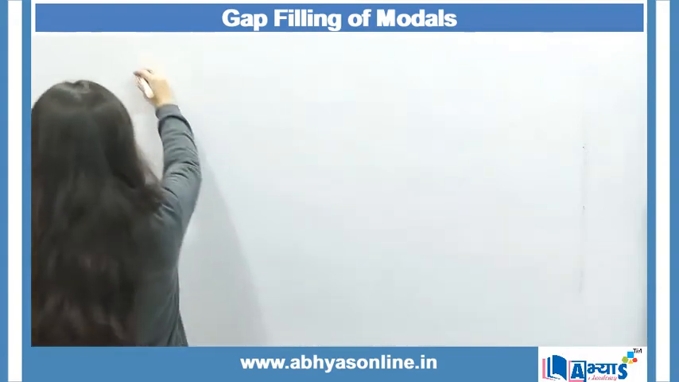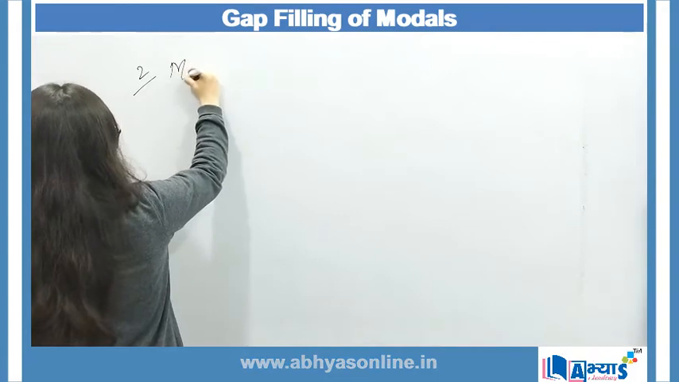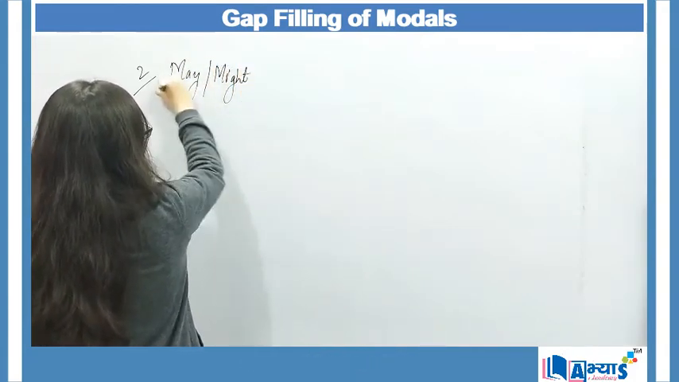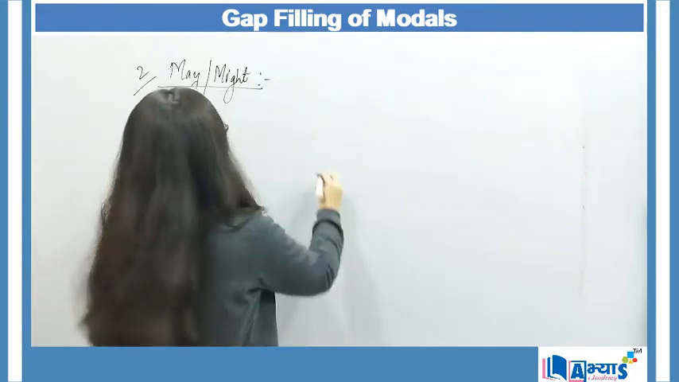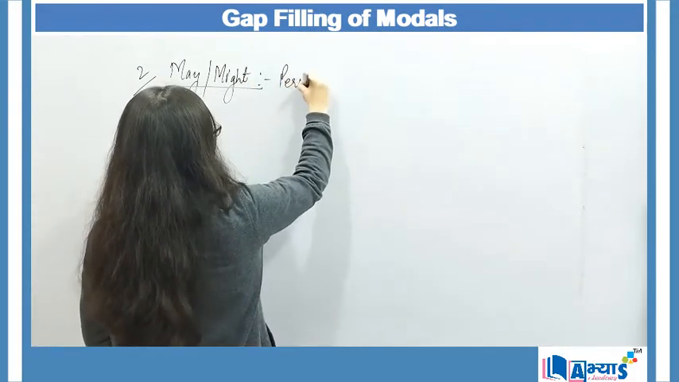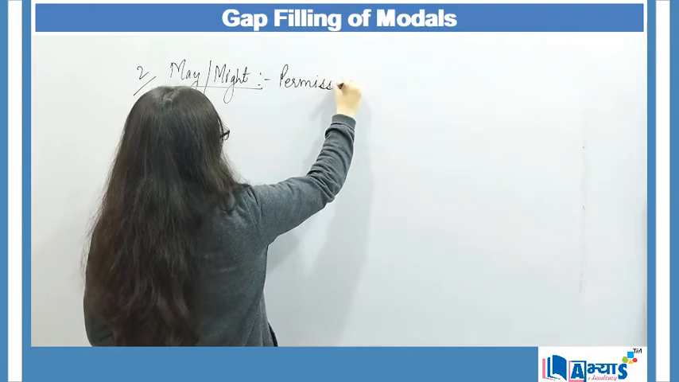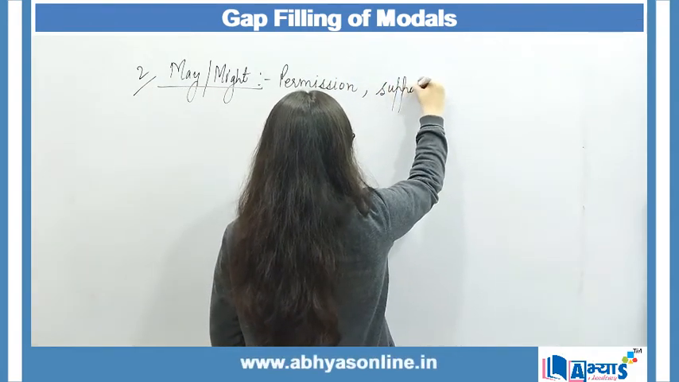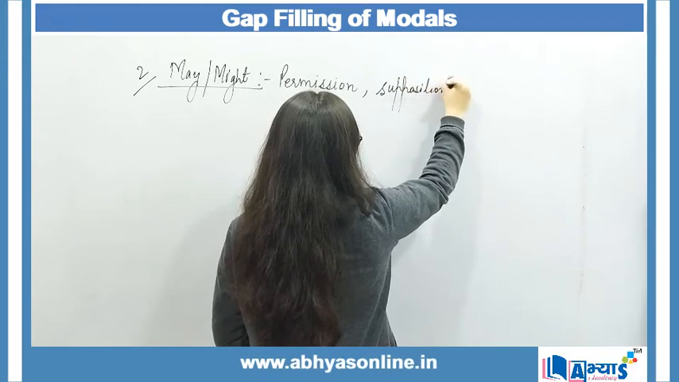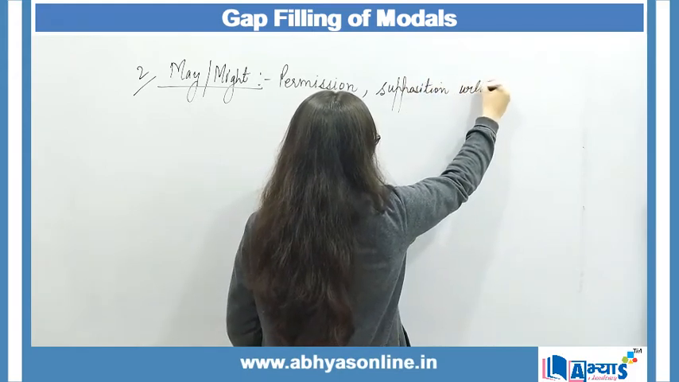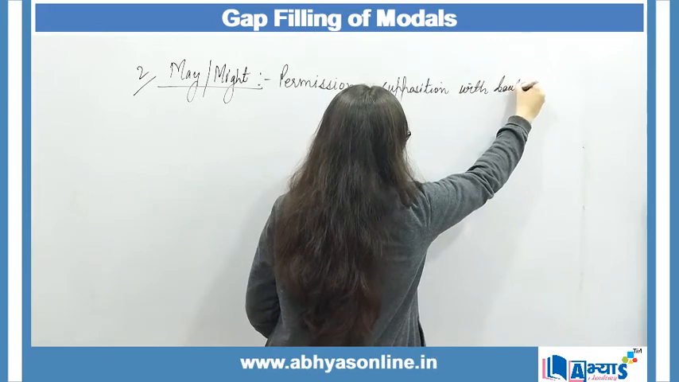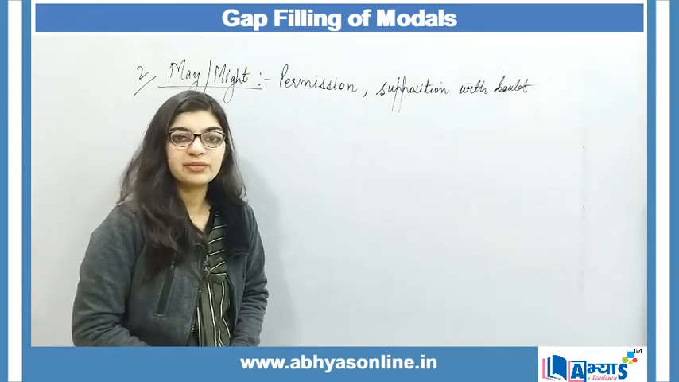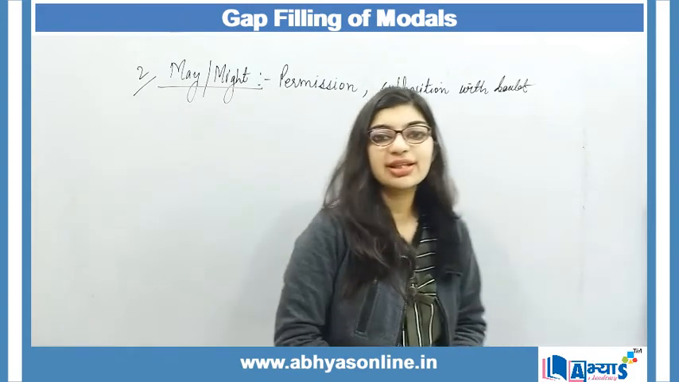So the second type is may or might, and these are used for seeking some kind of permission, supposition with doubt, right? And now we are going to discuss some of the examples.